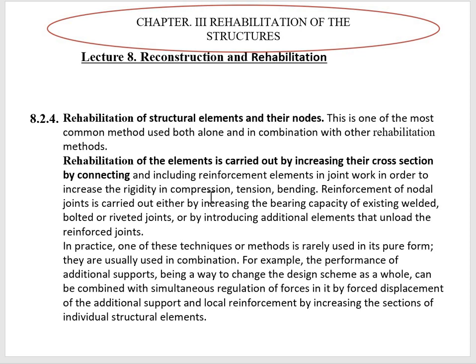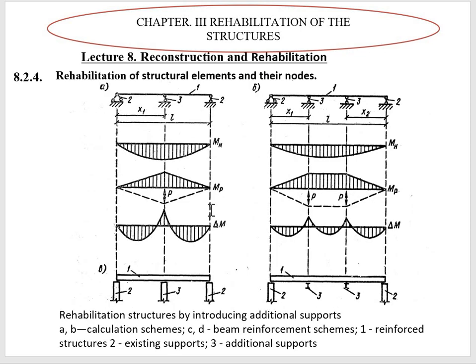And also we can discuss the method of rehabilitation of structural elements and their nodes, and we will talk about metal, reinforced concrete, and masonry structures. So the first way, as we talked previously, is rehabilitation of structural elements and their nodes by changing the design scheme. As we talked previously, here we can see adding an extra support which redistributes the bending moment in the span and gives us an extra support moment, but decreases these bending moments. So it can be done when we add three supports.